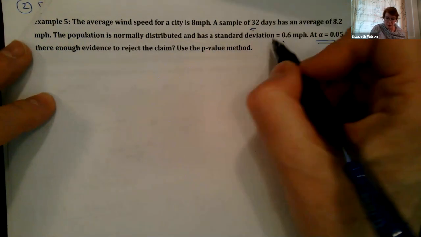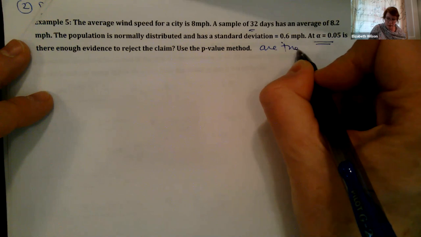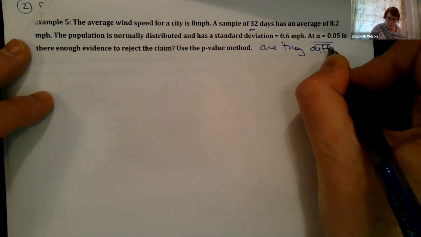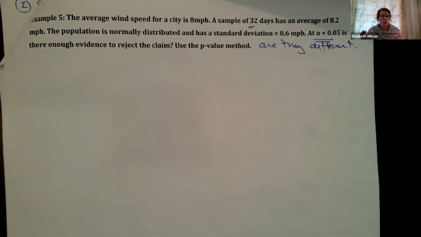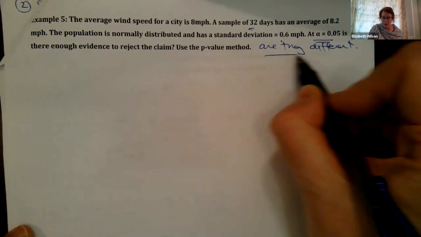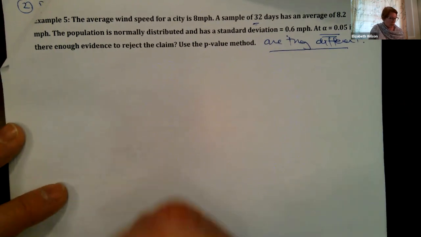Well, what's the claim? We're not actually told what the claim is, but the claim is that we think they're different. It's not saying that they're greater or lesser, but that they're different. So are they different? That's a safe bet. If they don't say it's greater than or lesser than, you can assume that they're going to be different, or you can specify your own hypothesis. Normally we'll tell you that they're greater or less, but I'm going to write down, are they different, which is going to give me a two-tailed test.